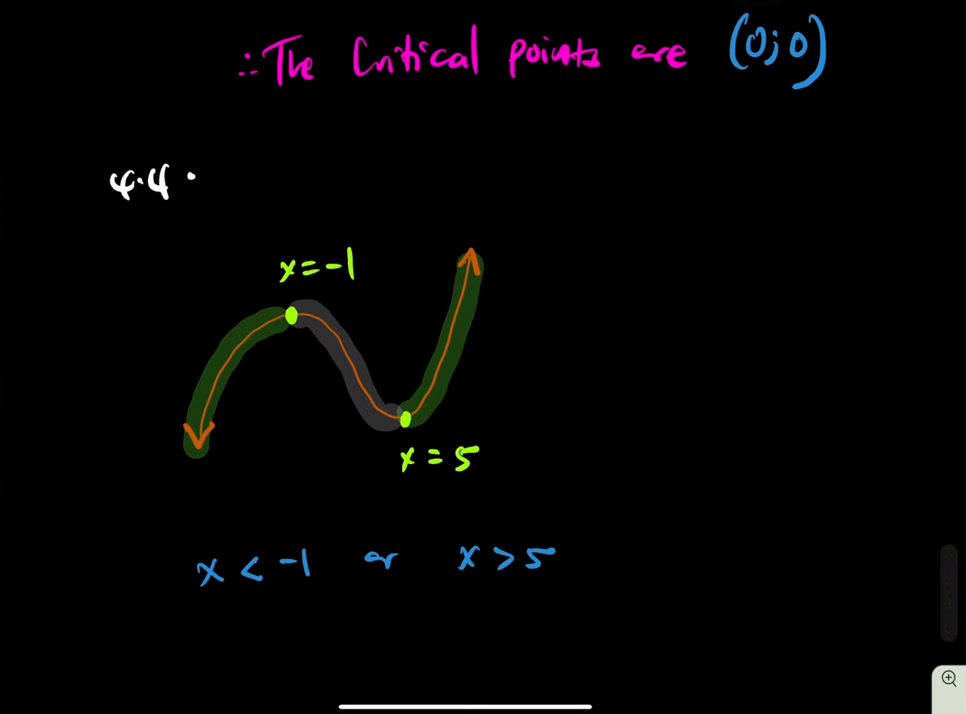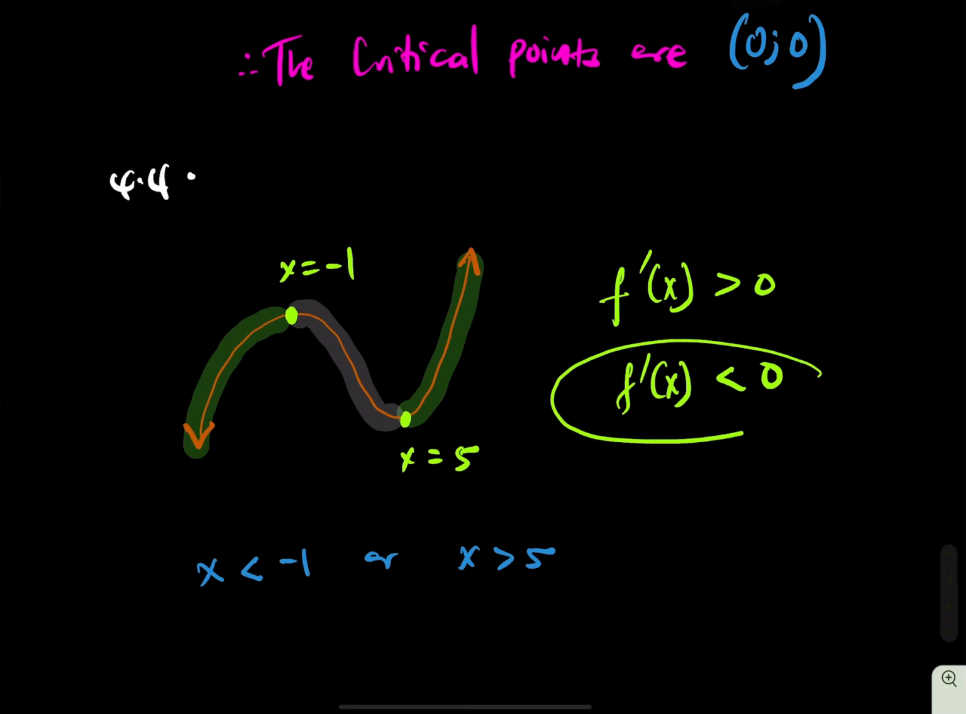You can really do it in this way, or you can say that the interval for when f is increasing is when f prime at x is going to be bigger than 0, or f prime at x is going to be less than 0. It's when the graph, here it's for decreasing, this one is for increasing.